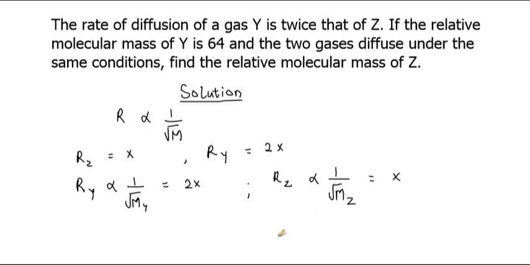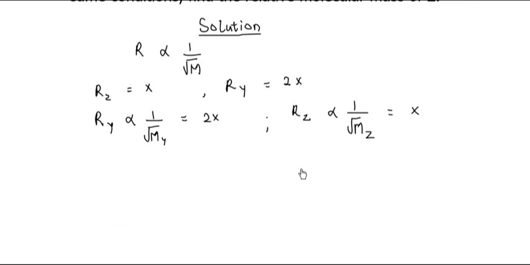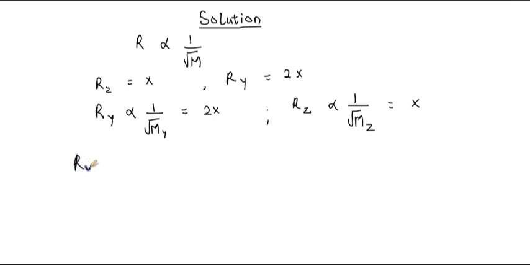So now to proceed, we'll be combining these two equations together. Combining these two, we then have Ry over Rz equal to the square root of Mz over the square root of My, which is also equal to X over 2X. So what we did here is that we've just combined these two equations together, that is the rate of diffusion of gas Y with that of gas Z.